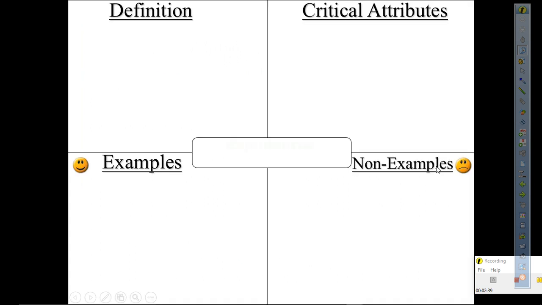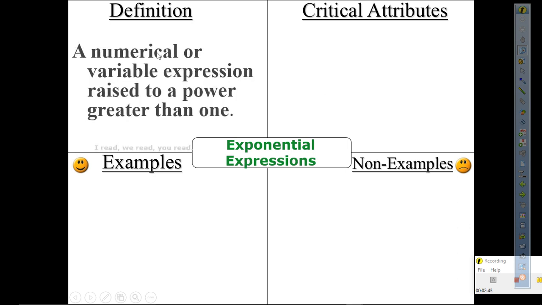All right, so we got this. Exponential expressions, what are they? Exponential expressions are a numerical or variable expression raised to a power greater than 1.